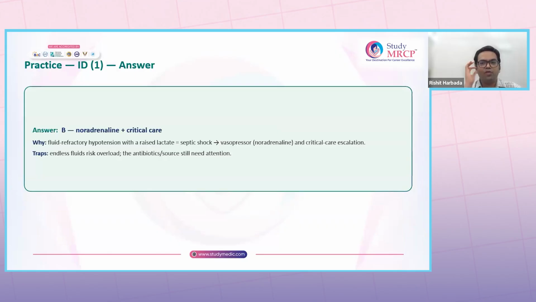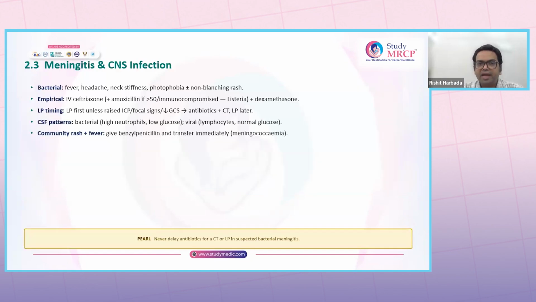As I said, you first resuscitate with fluid, and if still low with a high lactate, you have to give the antibiotics. This is in short about sepsis. The second topic that I will be covering is meningitis, and we all know that meningitis is an inflammation of the meninges, which commonly happens.